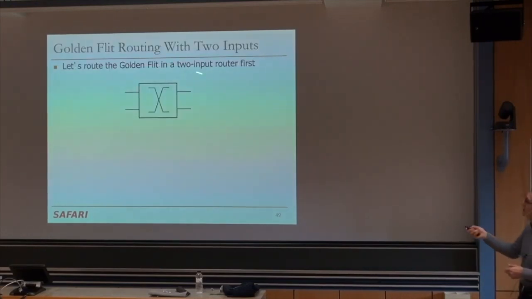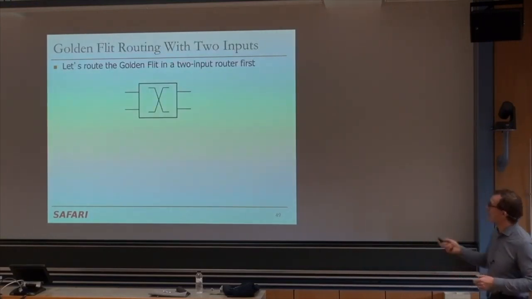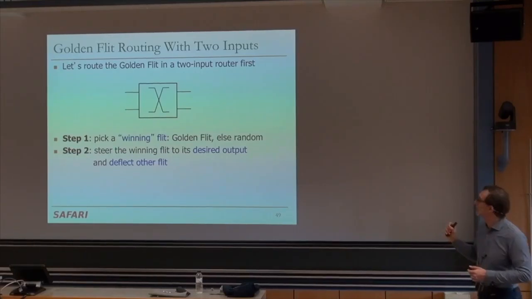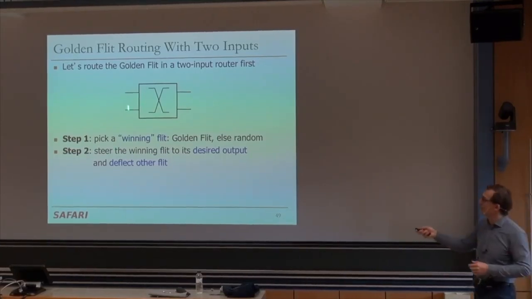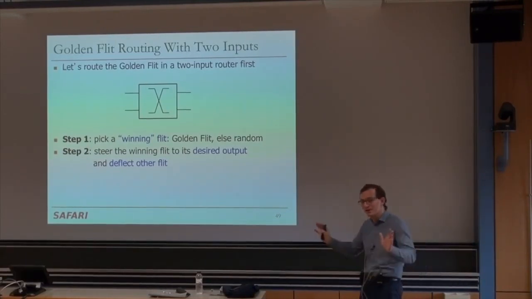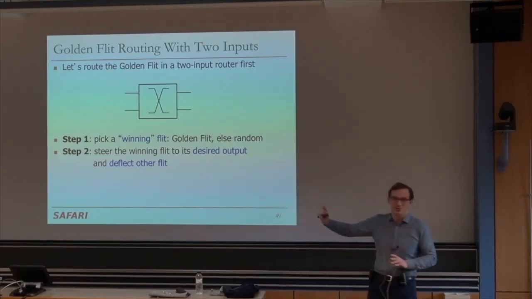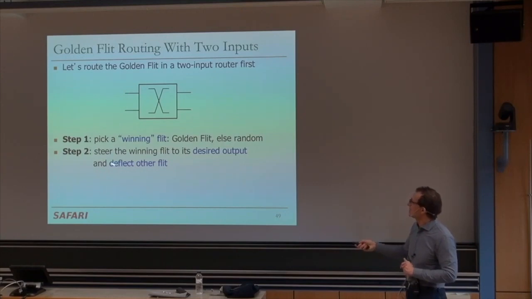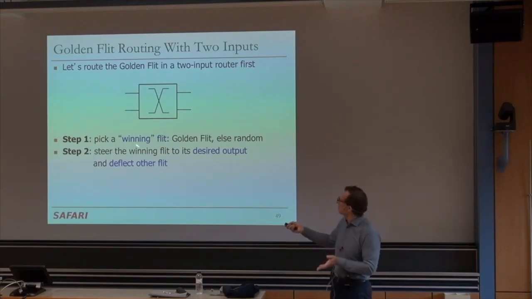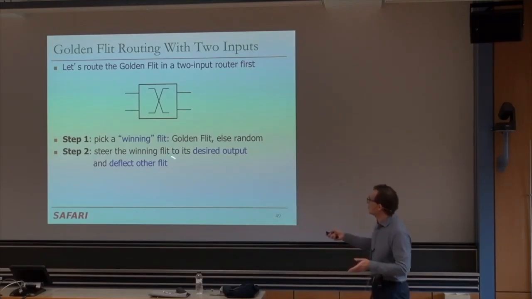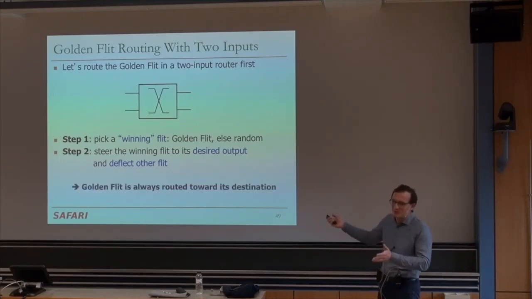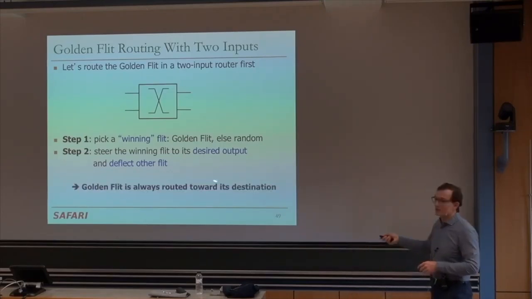So first, let's route the golden flit in a 2-input router. We're going to build a permutation network that actually does this routing. The function of this 2-input router is, in step 1, it picks a winning flit. The winning flit is, if one of the flits is designated as golden, the golden flit is the winning one. Otherwise, you randomly pick one of the flits. You can do better than random if you want to minimize deflection, for example, but this work wants to be as simple as possible. And then it steers the winning flit to its desired output port and deflects the other flit. Well, not necessarily deflects, because it may not actually be deflected. The desired output port may be that one, right? Basically, only the winning flit gets its desired output port. The other one, we don't care. Well, there's no choice anyway, because it's a 2x2 router. So a golden flit is essentially always routed towards its destination in this case.